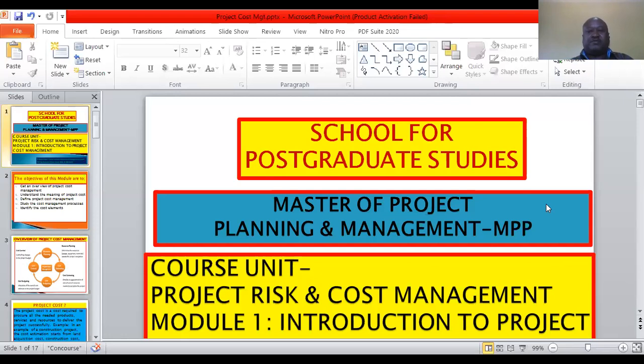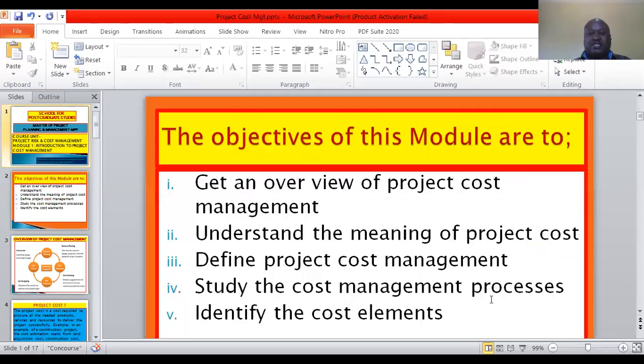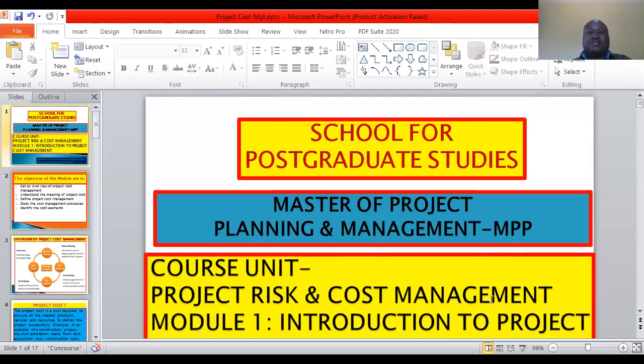This is Master of Project Planning and Management, MPP. The course unit under study is Project Risk and Cost Management. It's Module 1.